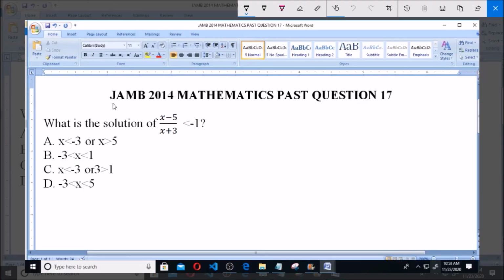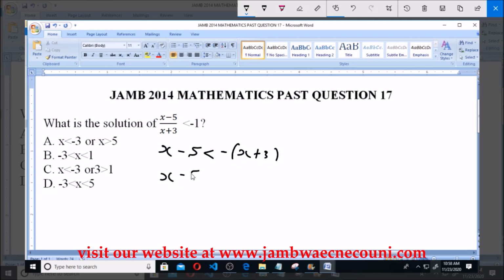I will be answering JAMB 2014 Mathematics Past Question 17. What is the solution of (x minus 5) over (x plus 3) is less than minus 1? Now this will give us x minus 5 is less than minus 1 times (x plus 3). So we have x minus 5 is less than minus x minus 3.